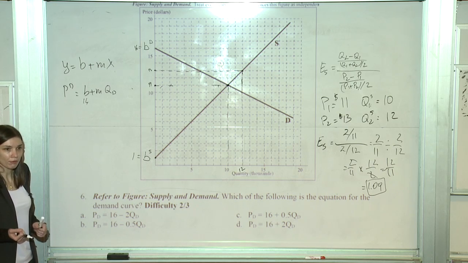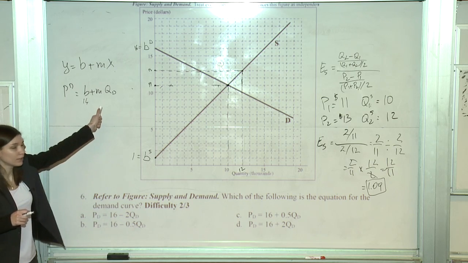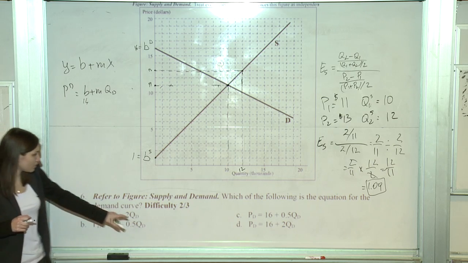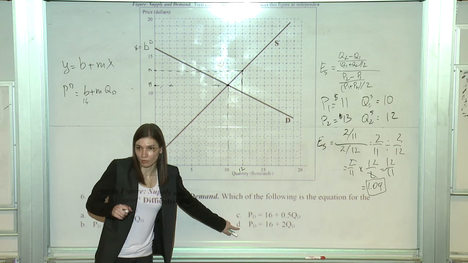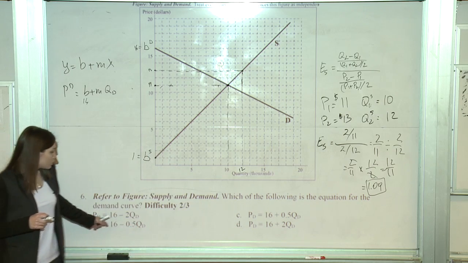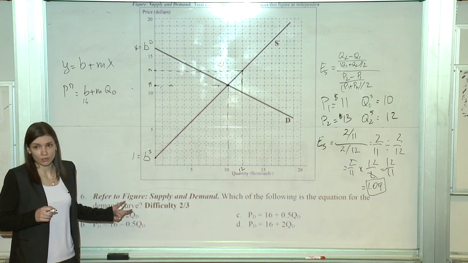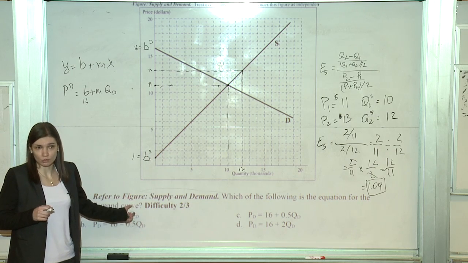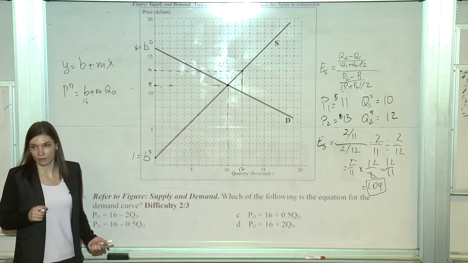It's downward sloping, right? So the slope would be negative, right? So therefore, those two get eliminated right away, and it's either A or B. So what we need to figure out now is whether the slope of the demand curve is -2 or -1/2.